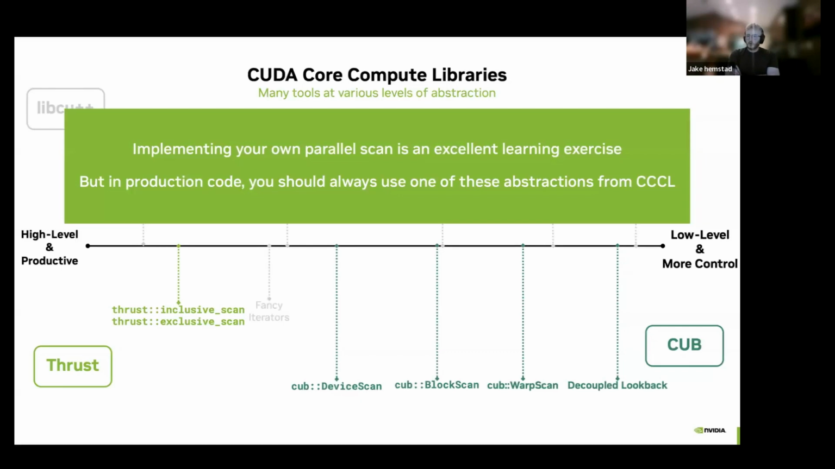And so one of the points we really want to drive home here is that while everyone here should definitely learn how to implement parallel scan, it's just a fantastic exercise in CUDA and parallel computing in general. But when you need this in production code, you want to be using one of these abstractions from CCCL. You aren't wanting to implement these things yourselves because, as we're about to see, it can be quite challenging to get it exactly right and go as fast as possible.